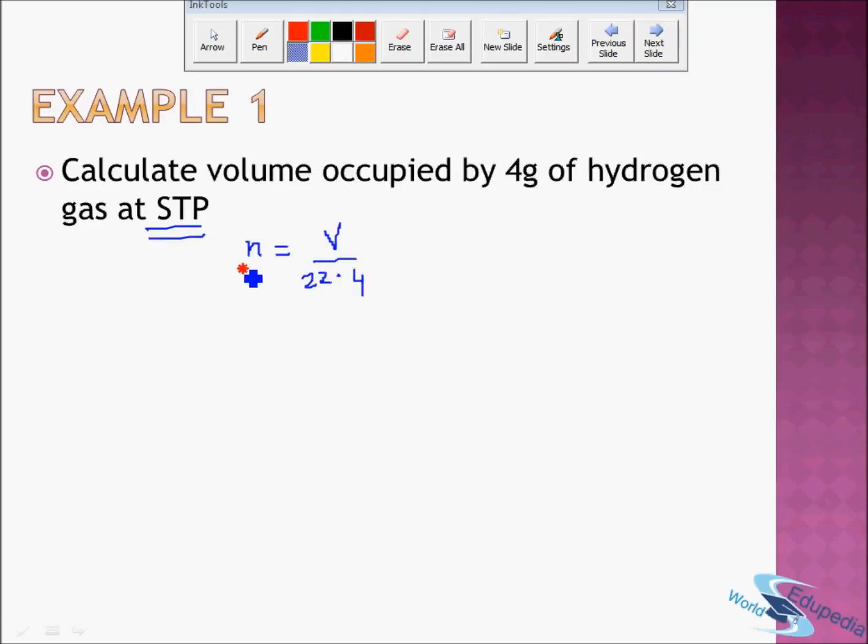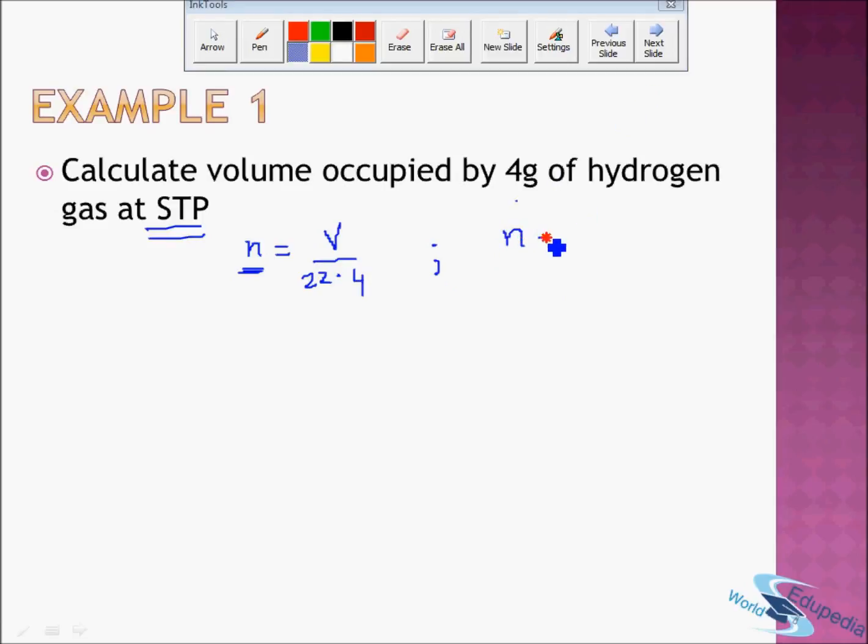I have to calculate V in the question, so I need n. n is moles of molecules, but I have been given mass. So the next thing you have to think about is how to calculate moles from mass, because if you can calculate moles, you can calculate volume. Our task now becomes to find the relation between moles and mass. But we already know that relation.